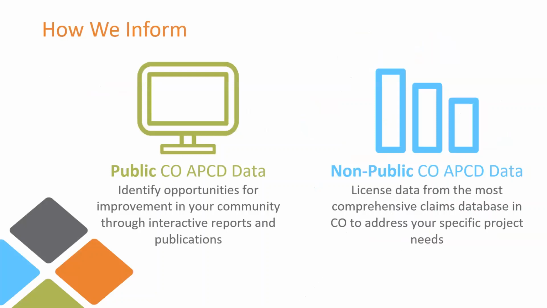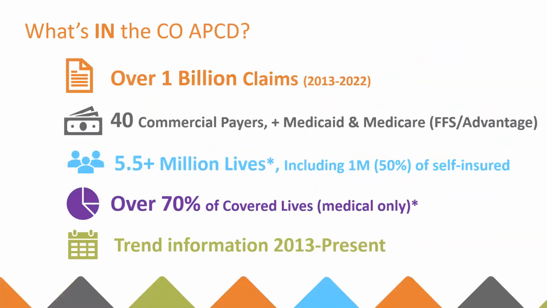So we inform with the APCD data, both publicly and non-publicly, and the Colorado All-Payer Claims Database is a very robust database. We have over 1 billion claims as of 2022, which we're very excited to pass. We've actually probably had a billion claims for a long time, but because we go back even beyond 2013, that's the billion number. We've been collecting claims since 2012, and those claims were retrospective from 2009. But we really think about the robust data being 2012 to most current right now.